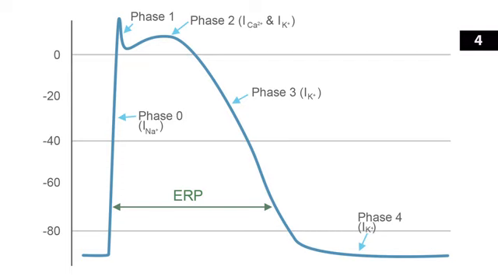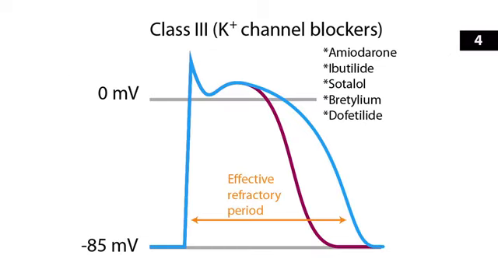So to reiterate, your class 3 drugs, your potassium channel blockers, are working at phase 3. Easy to remember, phase 3, class 3. Phase 3 is the myocyte phase where potassium is leaving the cells. Now, these drugs slow down the release of potassium, thereby elongating that effective refractory period. So good memory tools there.